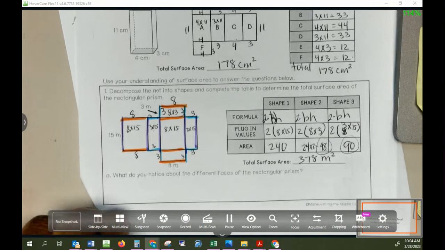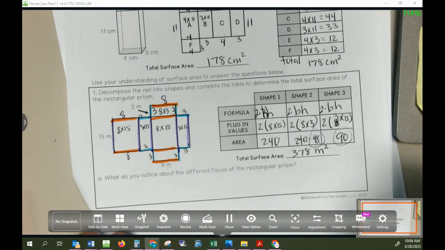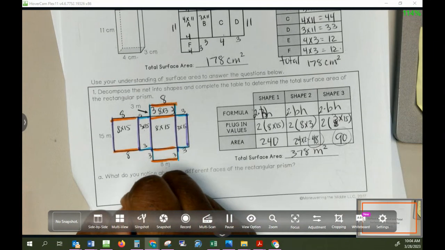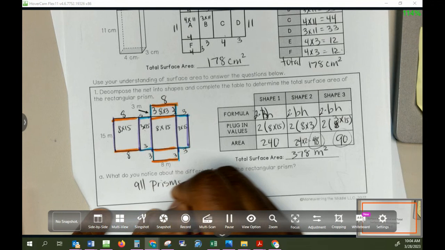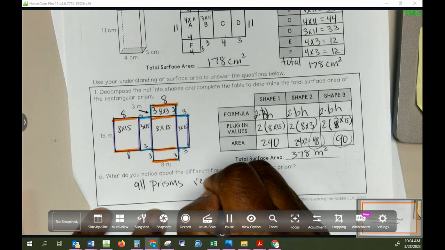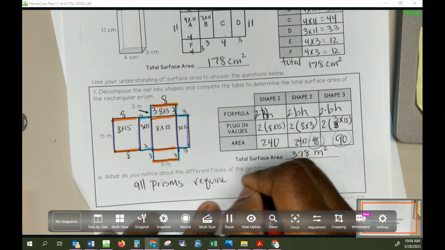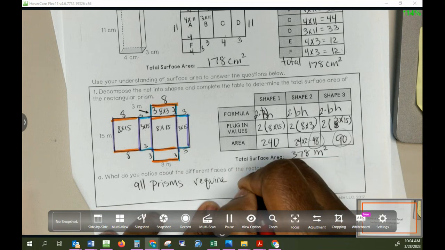So what do we notice about the differences in the faces of the rectangular prisms? That if they're all rectangles, all prisms require us to multiply by 2.